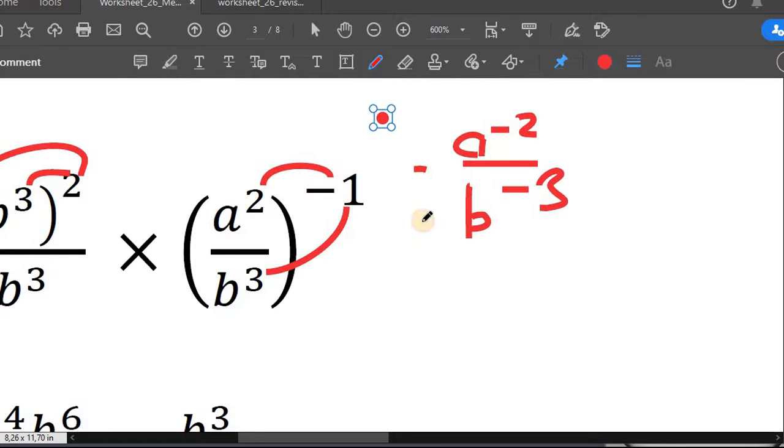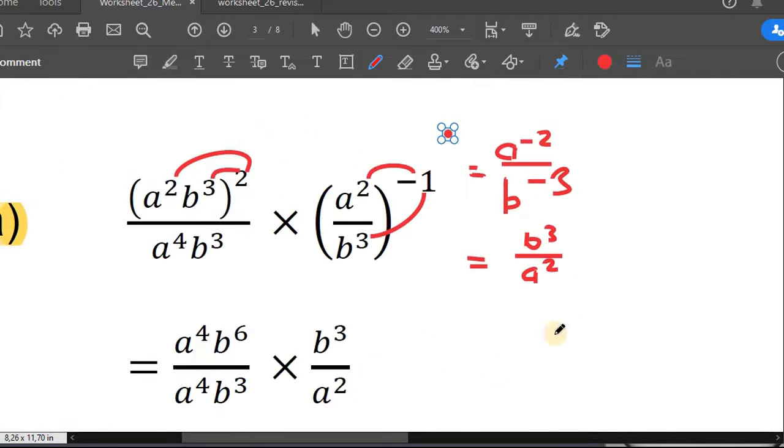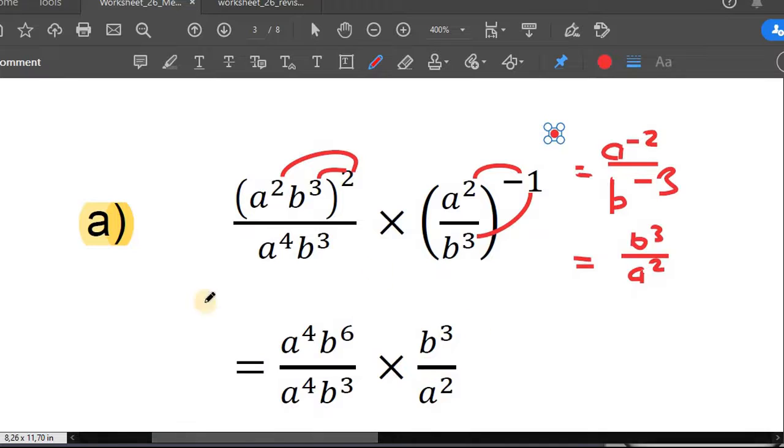Then we would also have, thereafter, we need our exponents to be positive. So our b to the -3 needs to go on top and becomes b to the positive 3. Then we've got a to the -2 needs to come to the bottom, a positive 2. Can we see that? So that is how they got this answer here. That's how we got this answer here, right? We simplified that to this.